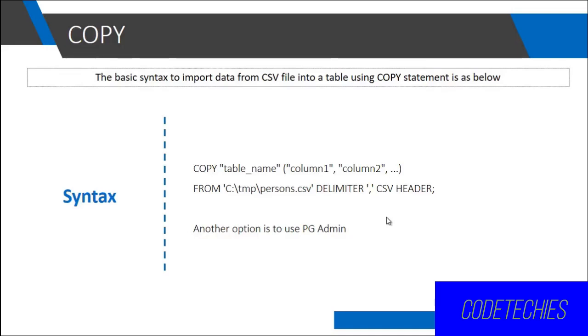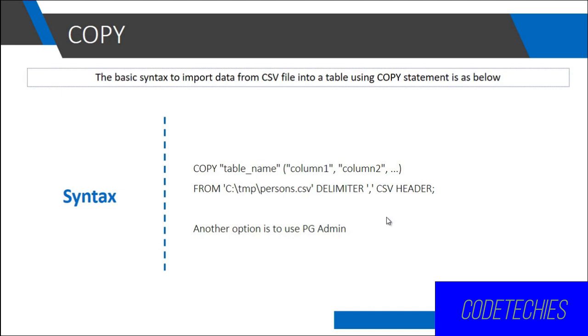In the last video, we learned how to insert data into a database using the insert into command. Let us now learn how to import data from a file into a table. This can be done using the copy command. The copy command looks like this.